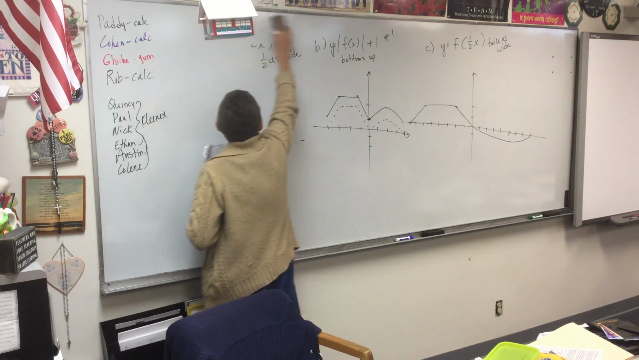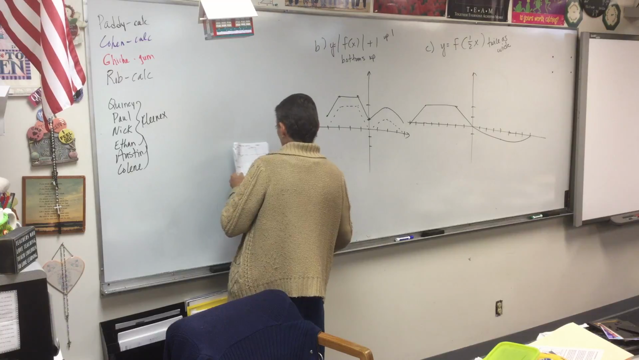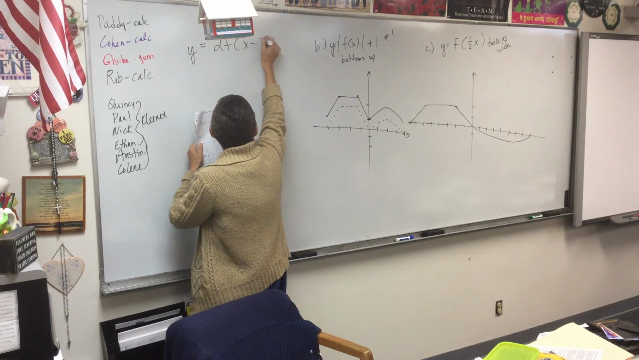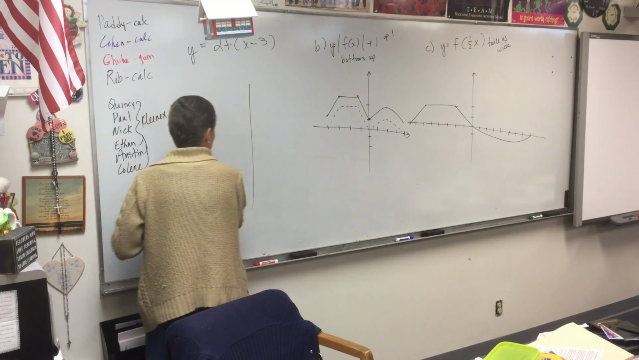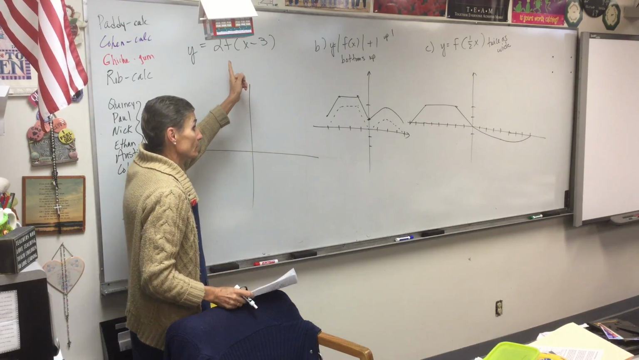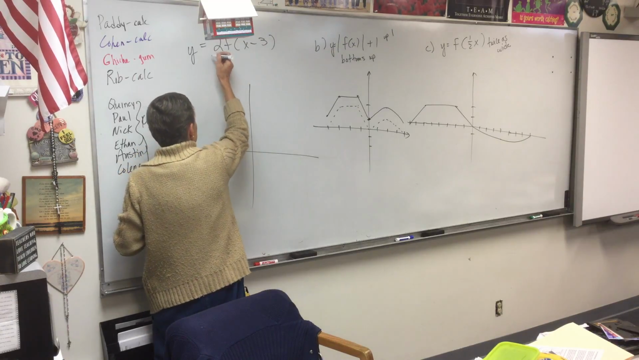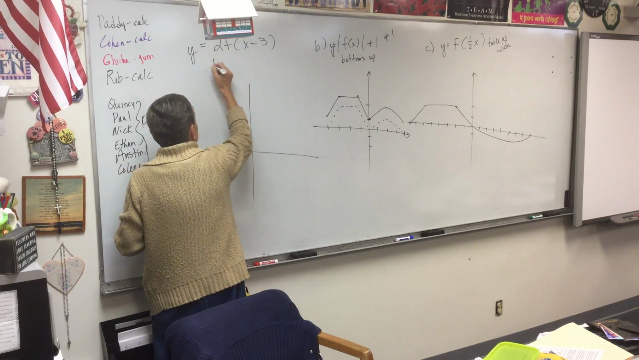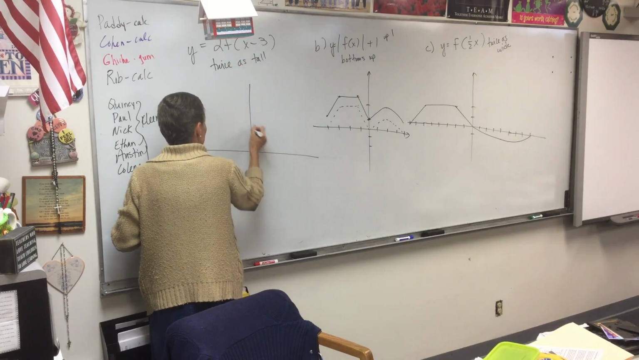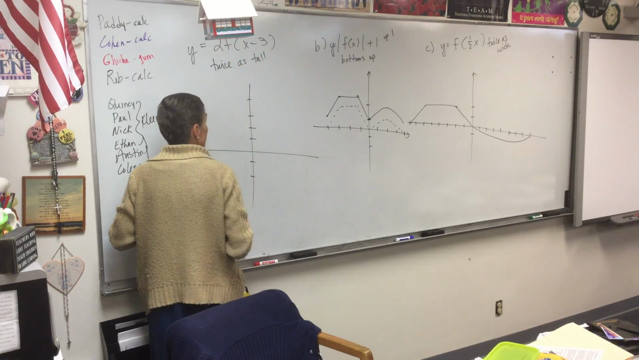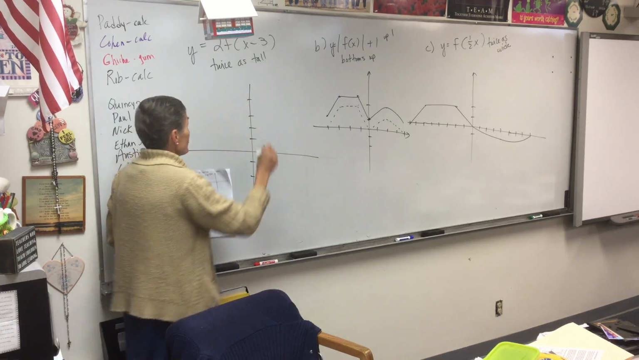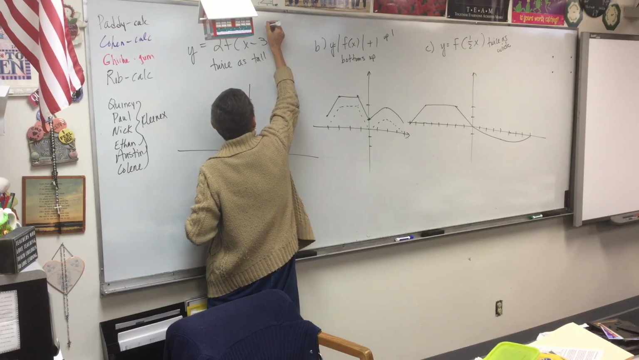D, problem D, has a couple of different things happening. What's happening in D? What changes? Twice as tall. That's a tall number. That's out in front. So we're going to be twice as tall. Means we're going to go all the way up to 4. And what else? 3 to the right.